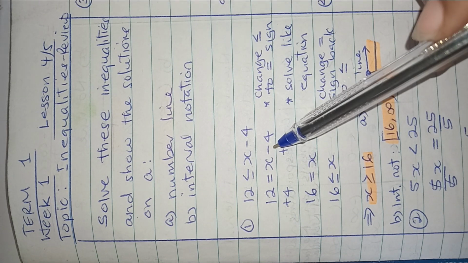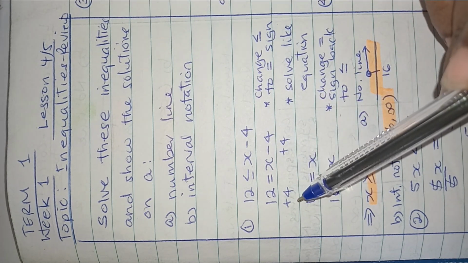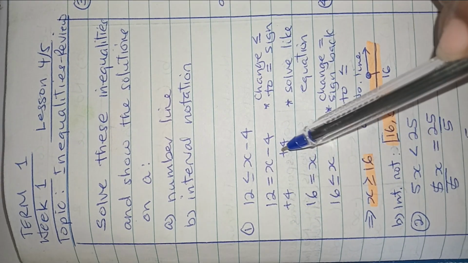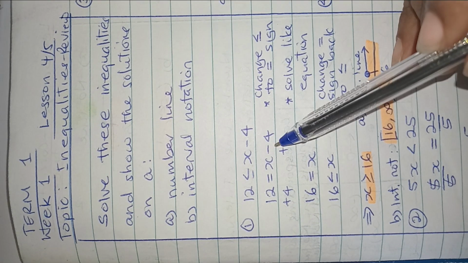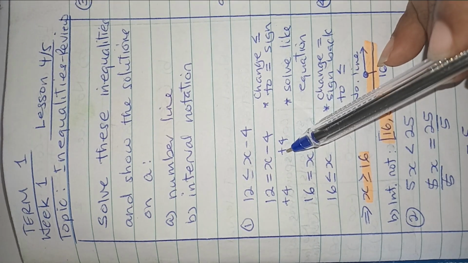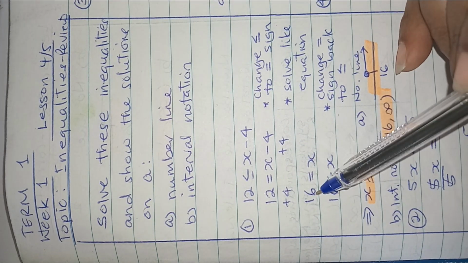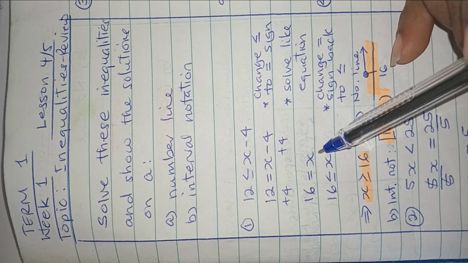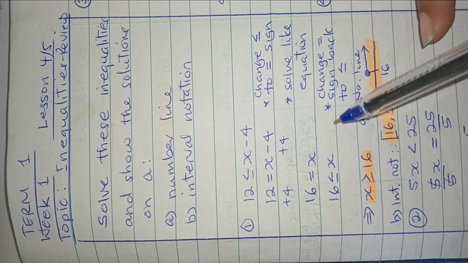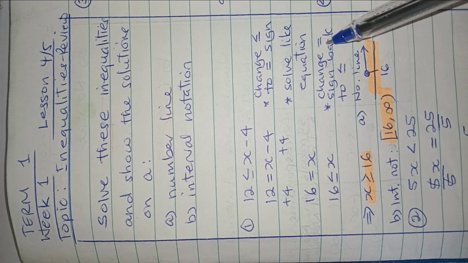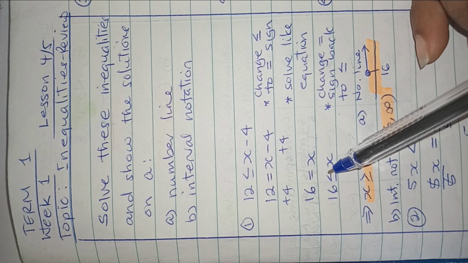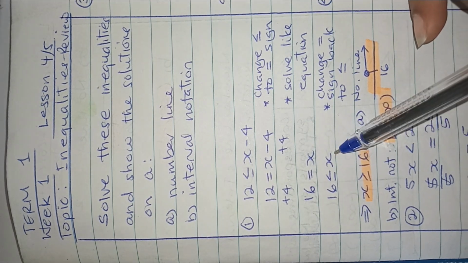And now to solve for x, we move numbers away from x. Now to move from one side of the equation to the other, we have to carry out opposite operations. And the opposite of minus 4 is plus 4. So we add 4 on both sides, and that gives us 16 equals x. Now we have just solved like a normal equation. At this point, we can now change the equal sign back to the inequality sign. So we have 16 is less than or equal to x.